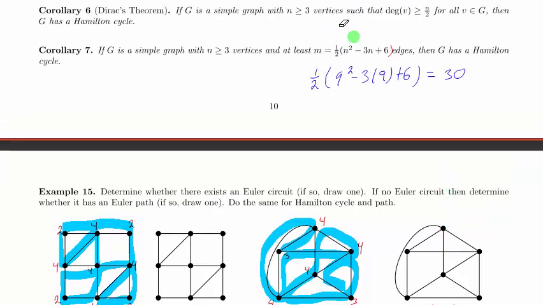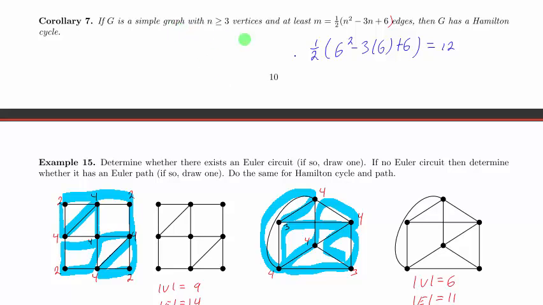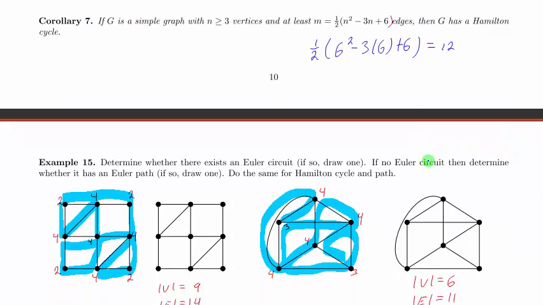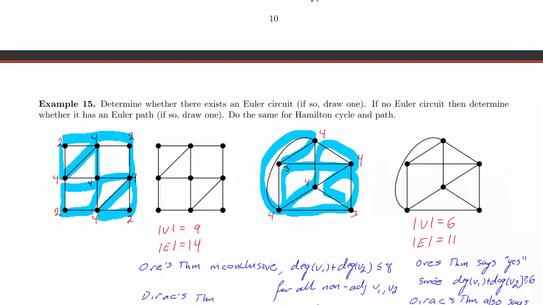Let's see if the corollary guarantees it this time. So we're going to have 1/2 times 6 squared minus 3 times 6 plus 6, which in this case is equal to 12. So this corollary is not satisfied. We don't have enough edges to guarantee the existence of a Hamilton cycle by this corollary. But the other two are satisfied, and so that guarantees that there is going to be one. Doesn't tell us how to find it, but we already found one without too much trouble. There's another possible example.